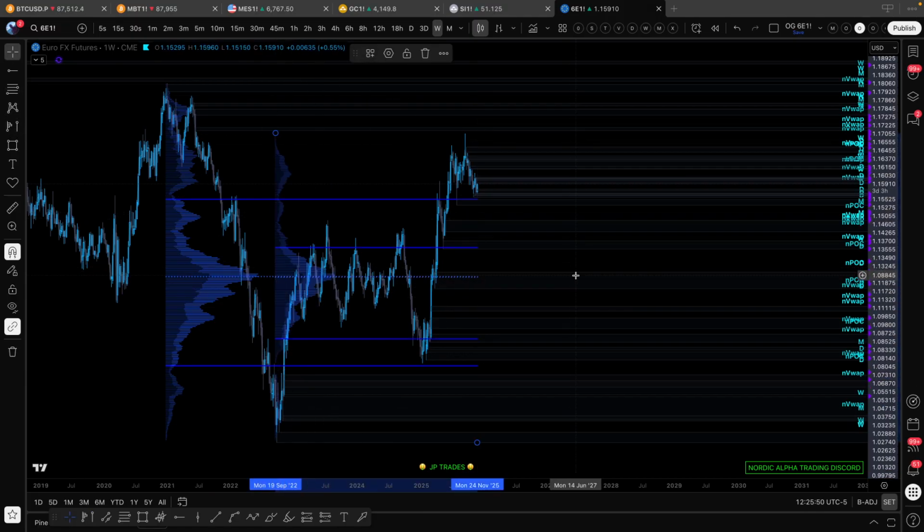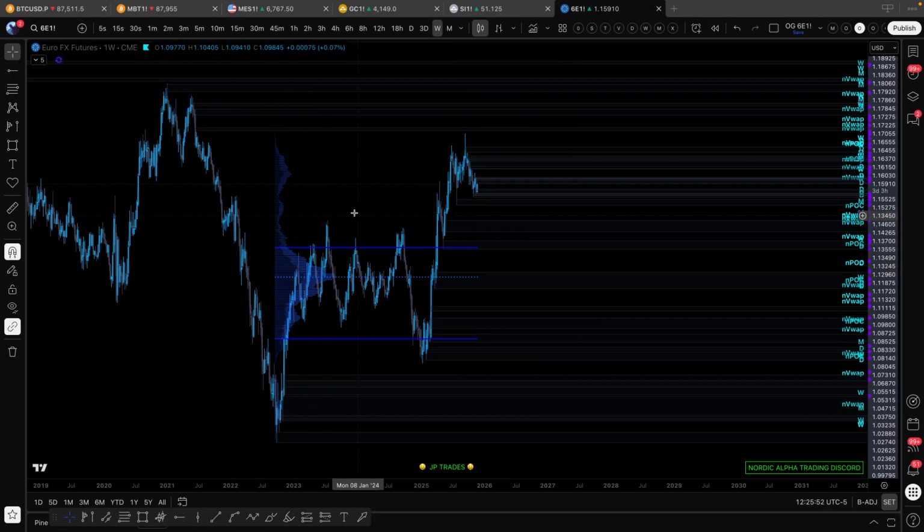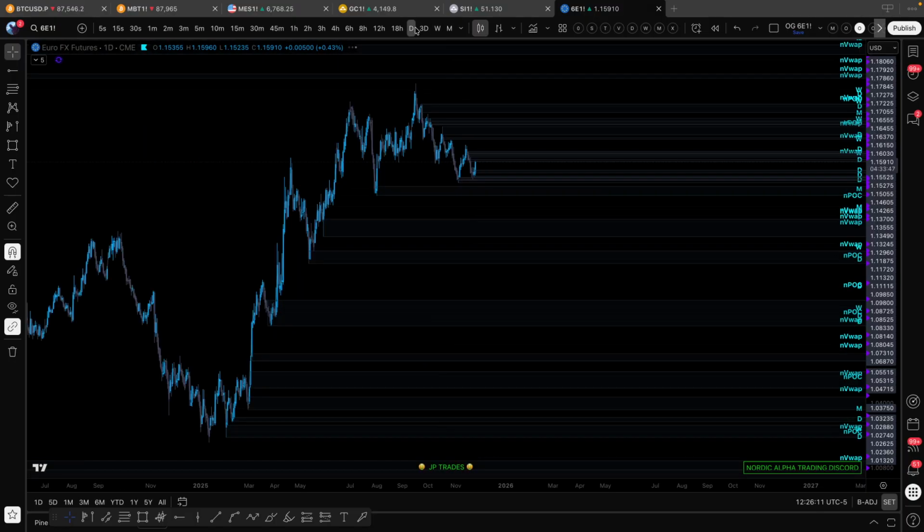So let's take one even more local than that. We do have a bit of a higher volume area here, followed by a lower volume. This is why we are filling out volume right here, to balance out this small volume area. So let's go back to the daily.